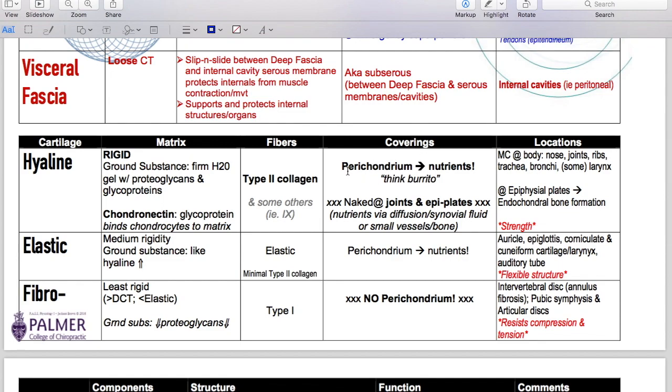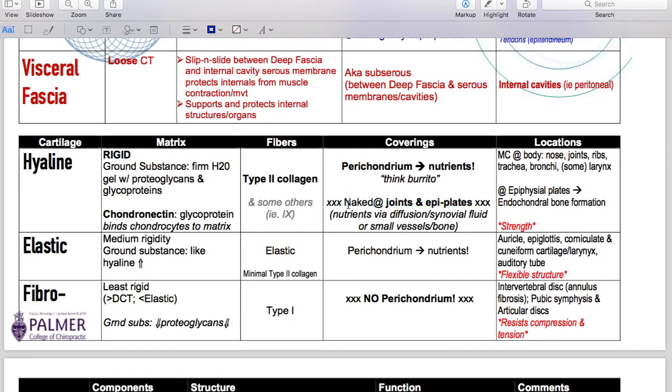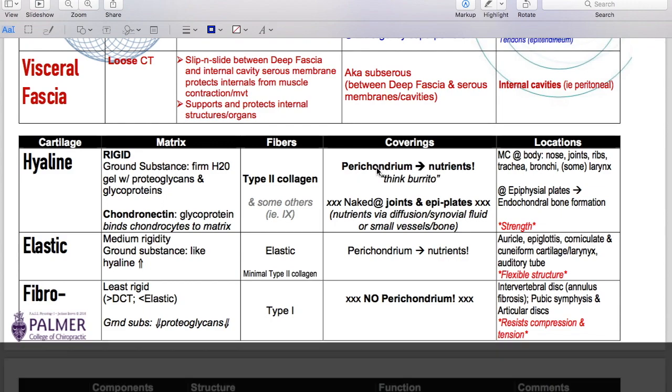So coverings. It has a perichondrium everywhere except when it's found in a joint or a growth plate, like right here, and here, and here. You've got to know that hyaline cartilage will have a covering called a perichondrium, peri meaning around the cartilage, which provides it with nutrients because it doesn't have direct blood supply. The perichondrium covering is going to have blood vessels flowing through it, and those blood vessels will feed that hyaline cartilage. So that's why I put think burrito. You eat with the burrito. The covering has the blood supply for the nutrients to the cartilage. Cartilage in general does not have very good blood supply, so blood supply will come from the surrounding layer around the perichondrium.